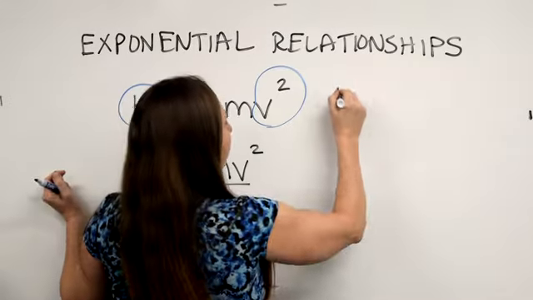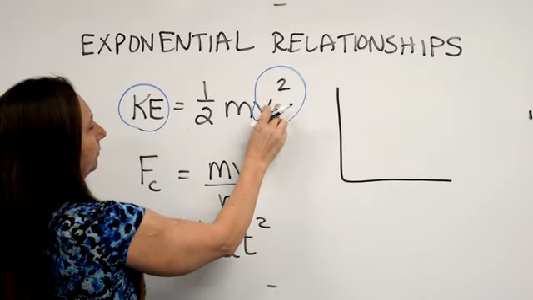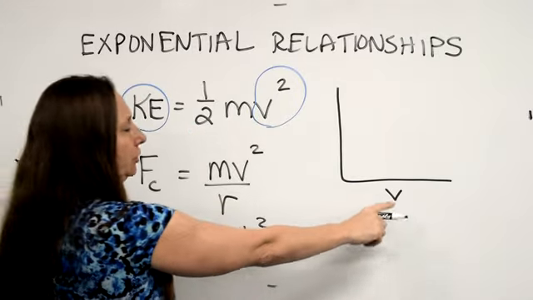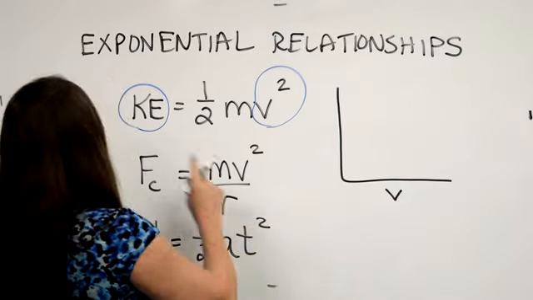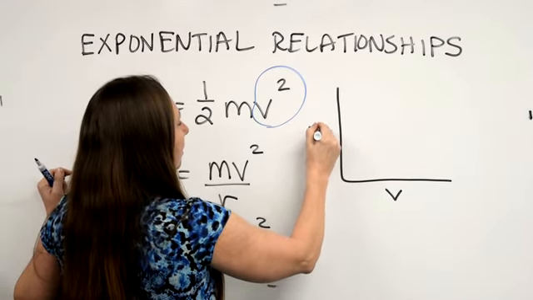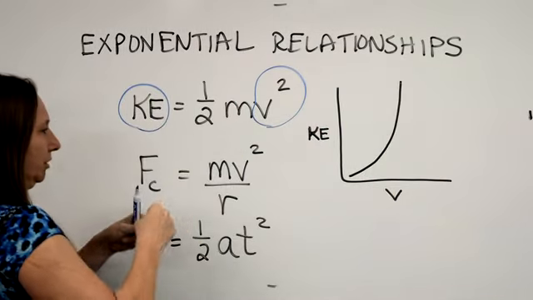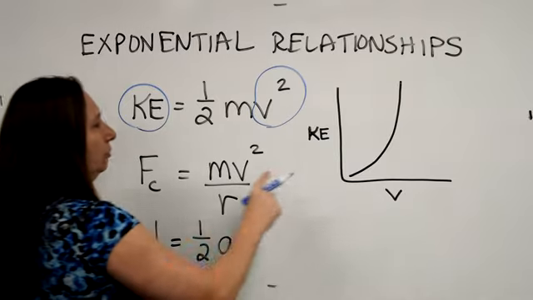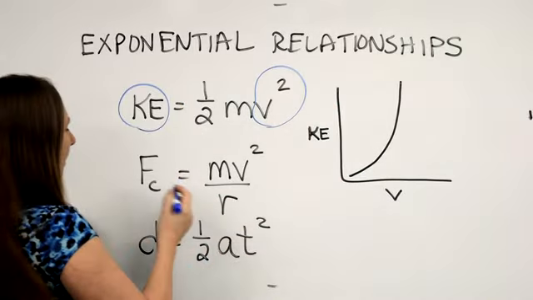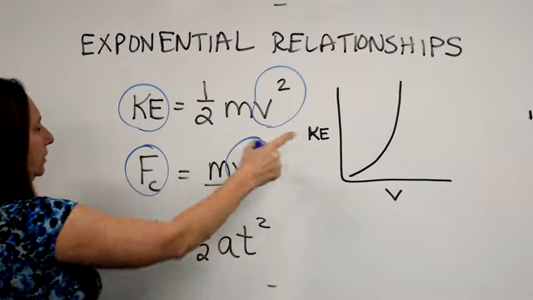An exponential relationship, where the independent variable is here. And notice it's not squared. This is just v, not v squared, and ke over here. That's going to look like this. It's going to be an exponential curve, getting really fast, really high, really fast. You've got an exponential relationship here. That's going to look like that.